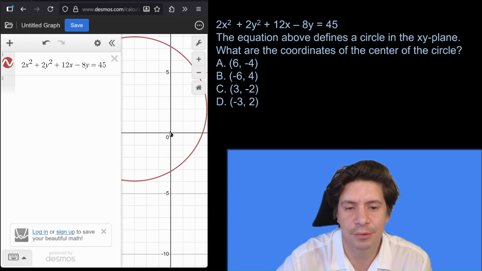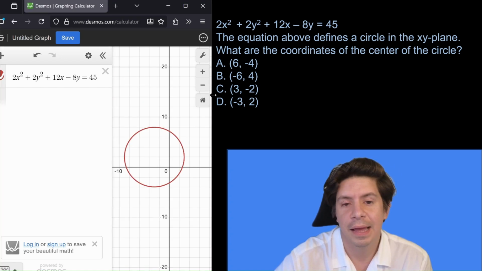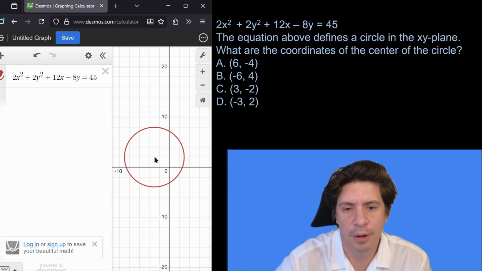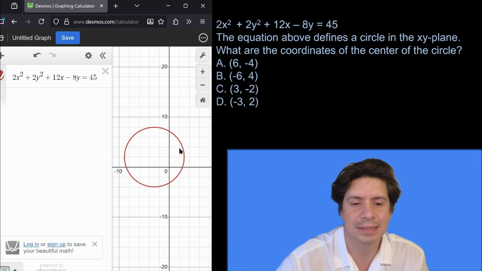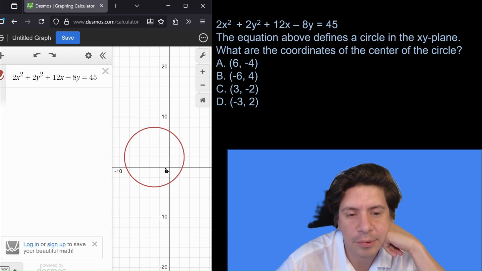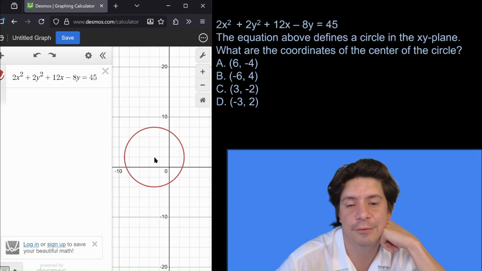We already know that's not going to work. So it has to be x is negative and y would be positive. The only one that's like that is D, right? That would make sense. Negative 3, 2. Okay, that would be right around here and up here. That looks like the center. So it would be negative 3, 2.